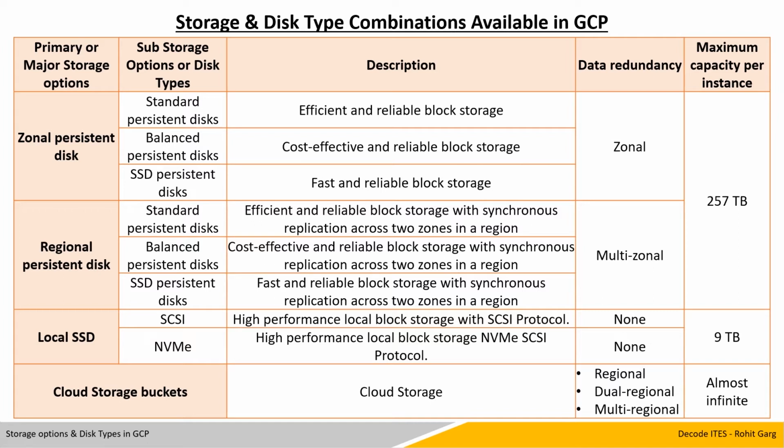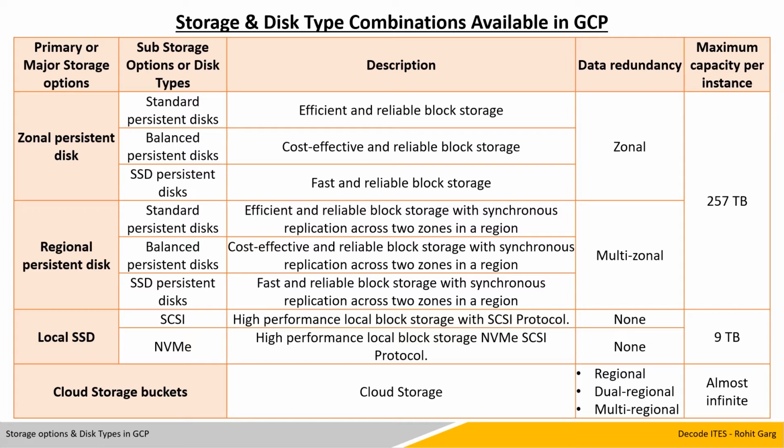Next storage option is regional persistent disk. Similar to zonal persistent disk, regional persistent disk is divided into three types of disk types. Regional standard persistent disk gives you efficient, reliable block storage with synchronous replication across two zones in a region. This gives you low cost, low performance, and data redundancy over two zones.